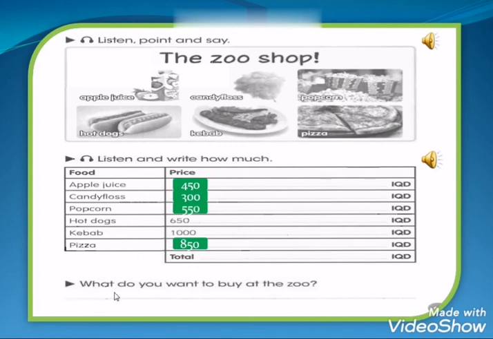Now, the last question. What do you want to buy at the zoo? ماذا تريد أن تشتري في حديقة الحيوان? So, this question is for you. هذا السؤال لك. What do you want? ماذا تريد? For me, I want to buy popcorn. Now, what about you?